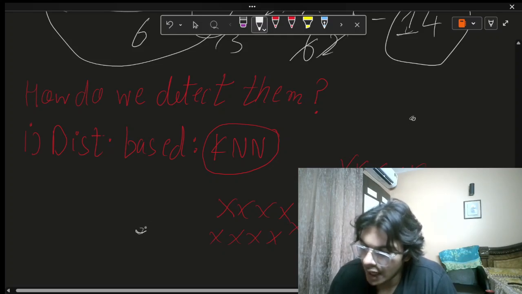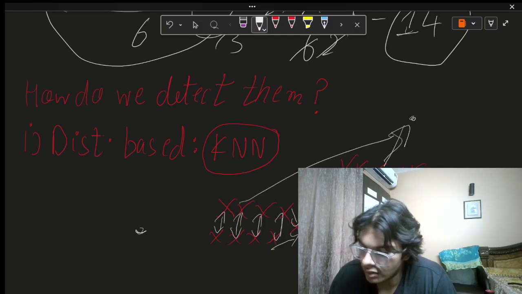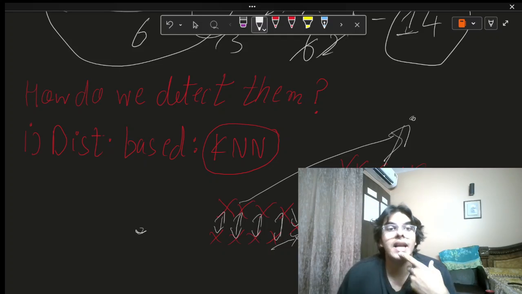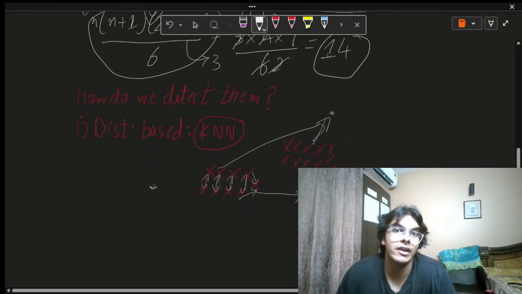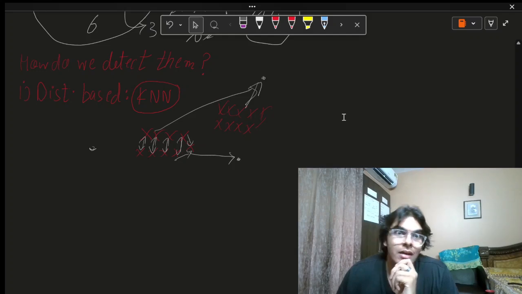Now what do I do? I calculate the distance. Whenever I calculate these distances, they are all going to be very small values, right? Because they are close to each other. And whenever I calculate something like this, or maybe something like this, all of these values are going to be very large. So maybe I can say that this is an anomaly. Whenever I find large values, it means that yes, it is anomalous.